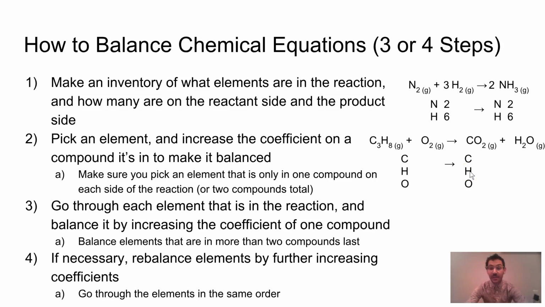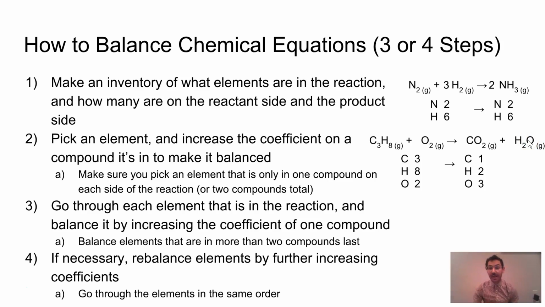First thing we want to do is take our inventory. I've got 3 carbons, 8 hydrogens, and 2 oxygens on my reactant side. And on the product side I've got 1 carbon, yep, that's it, 2 hydrogens, and 1, 2, 3 oxygens. It's important to make sure that we account for it in both places.